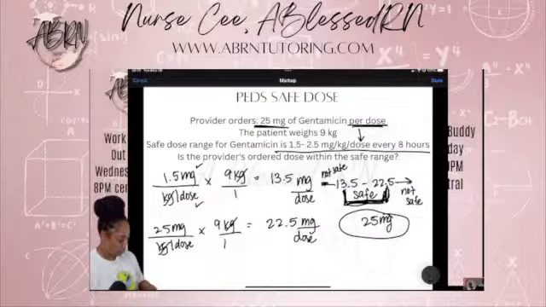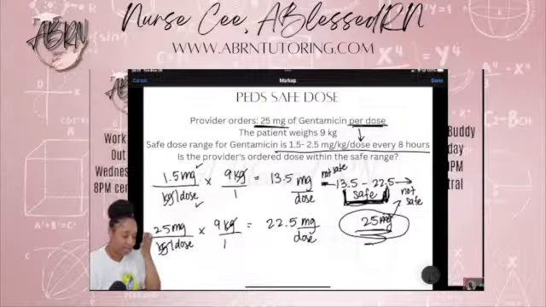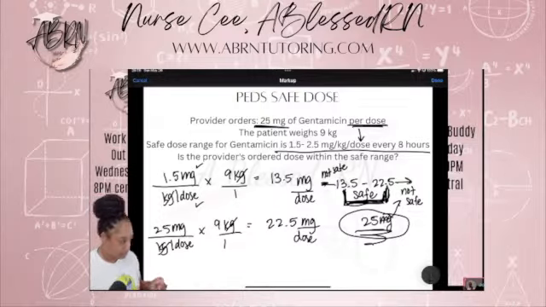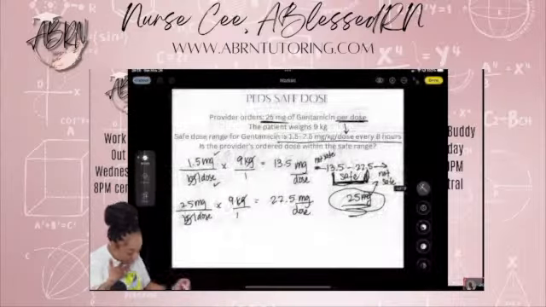So what has been ordered is this, and it is way past 22.5. Well, not way past, but it's a good little bit, okay? So it's not safe. If you got this answer right, double tap that screen for me, because that means that we doing something. All right, and I got another safe dose.